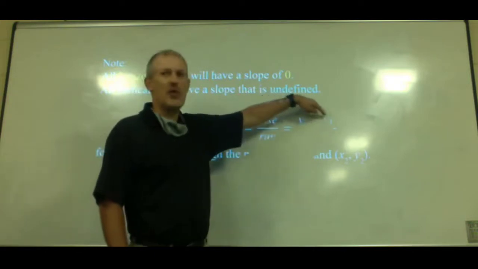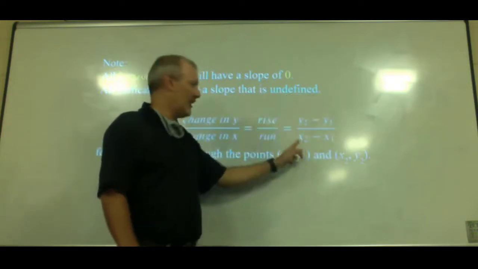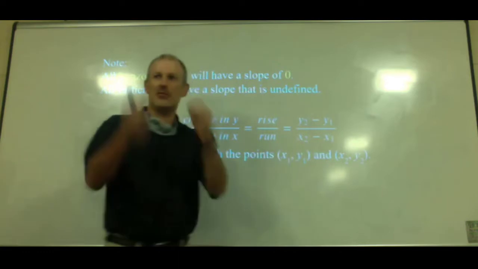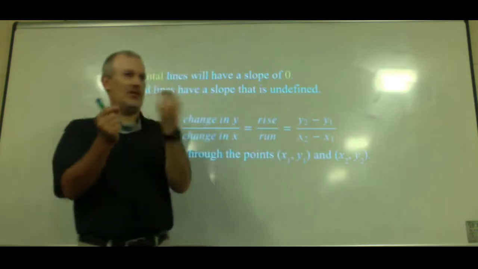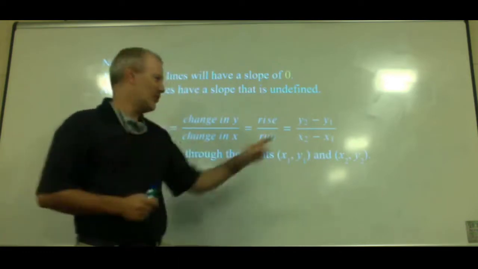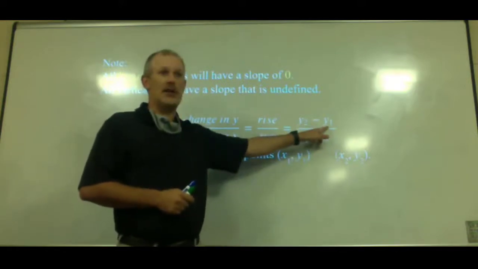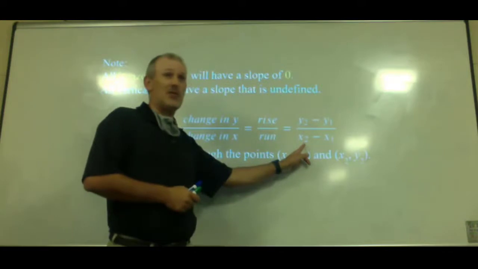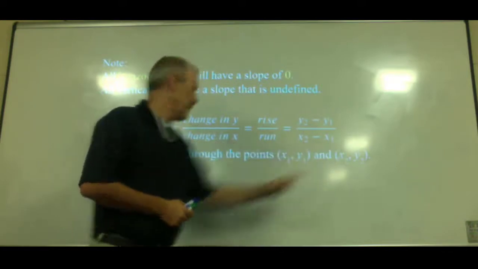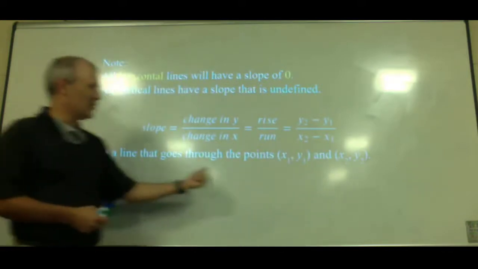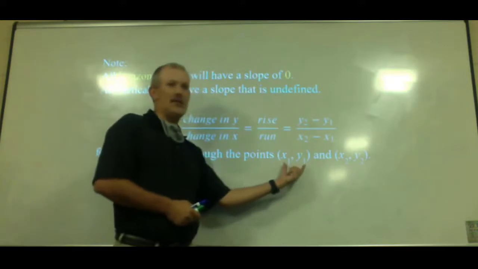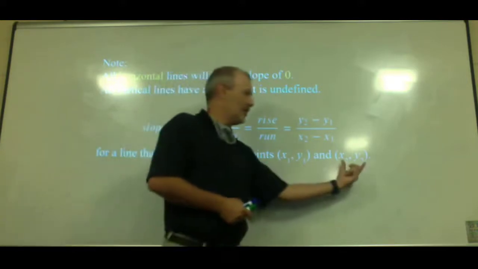Y sub 2 minus y sub 1 over x sub 2 minus x sub 1. And the subscripts just tell you second point, first point. So in other words, it's the second y coordinate minus the first y coordinate divided by the second x coordinate minus the first x coordinate. And that's what the rest of this is saying for a line that goes through these points, xy for point number 1 and xy for point number 2.